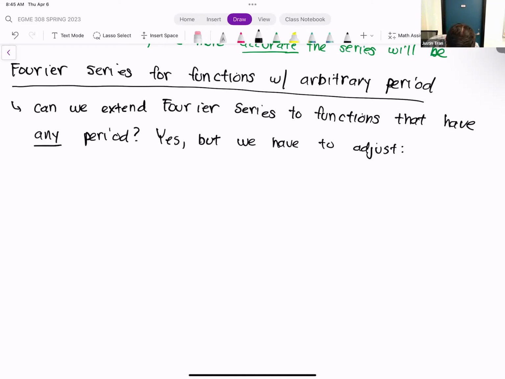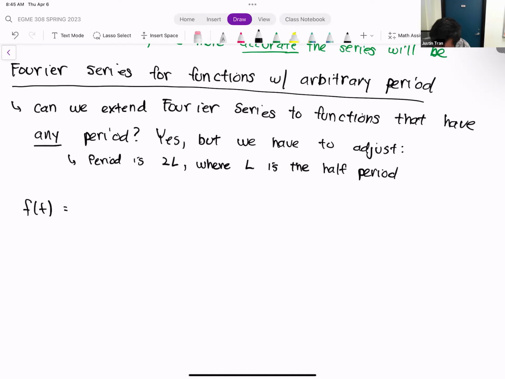Okay. And so for an arbitrary period, let's say that our period here is 2L. Which is kind of a weird way to express the period, but basically, this variable L is considered the half period. So whatever your actual period is, or whatever amount of time it takes for your function to repeat, just cut that in half, and that's your variable L.